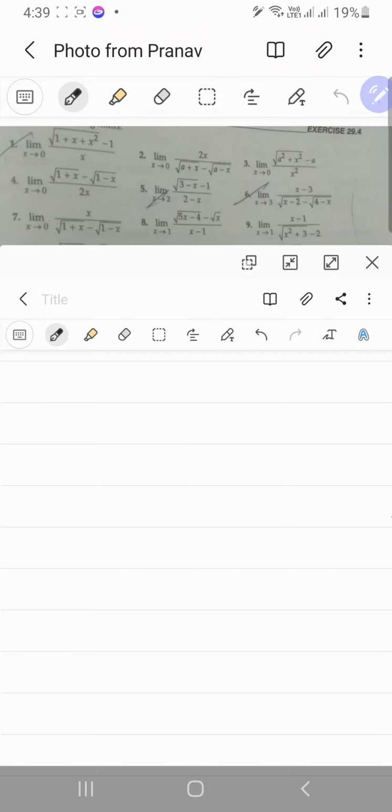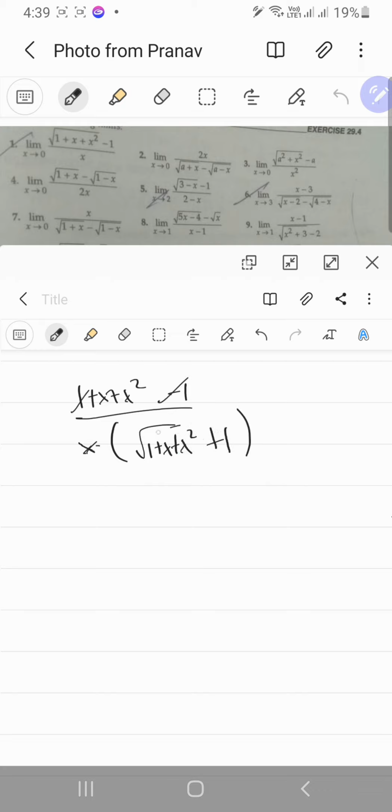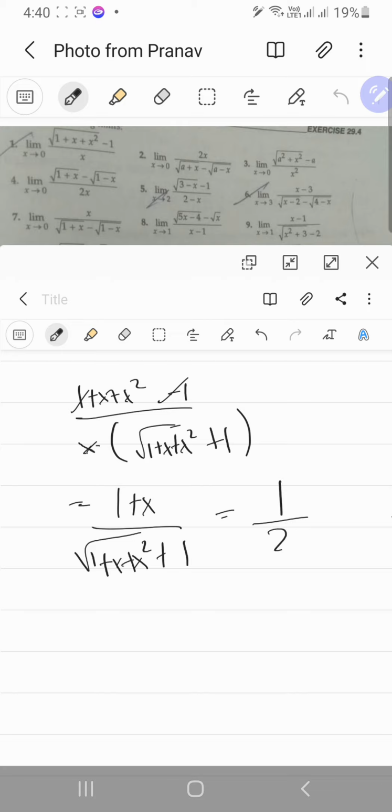So the first question, I think it can be done with rationalization. For the first question, we have something like (sqrt(1 + x squared) - 1) upon x, and then rationalize this. So this should be square root of 1 plus x squared plus 1, correct? So this 1 gets cancelled, so you just have 1 plus x on the top, and over here you just have square root of 1 plus x squared plus 1. And when you put x equal to 0 into this thing, you just get 1 upon 2. So that should be the answer. So the first limit is 1 upon 2.